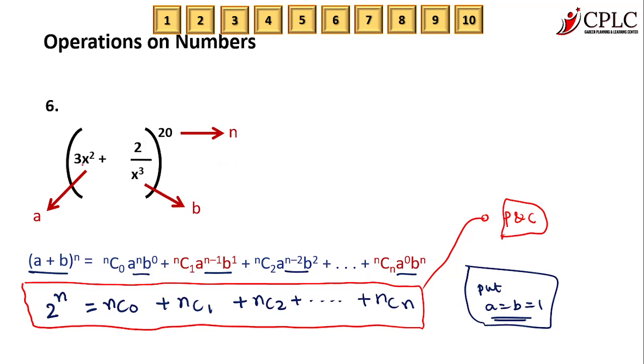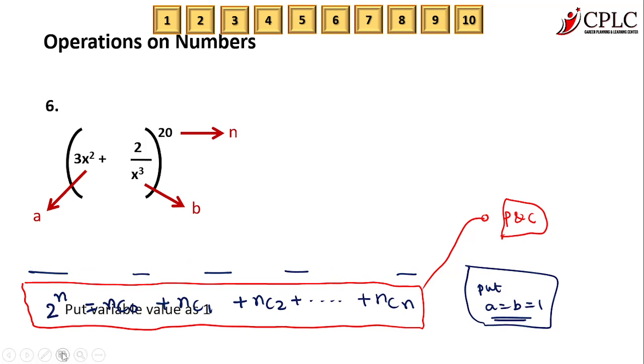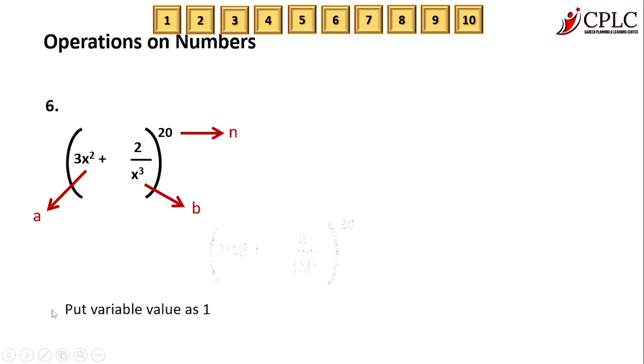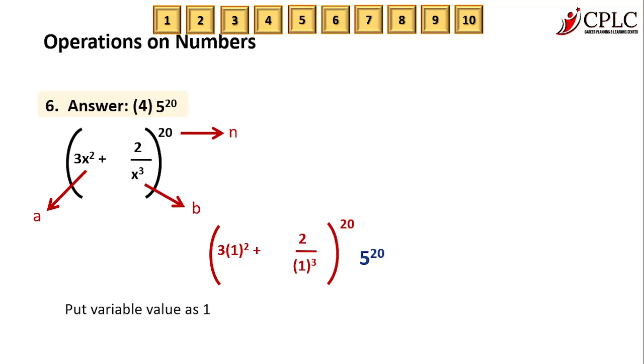Now coming back to our question, in our question the variable is x, so that means we are supposed to substitute the value of variables, that is a and b, as x. So x is 1 for us, and if we substitute that, we get the answer as 5 raised to 20 straight away, which is answer option 4.